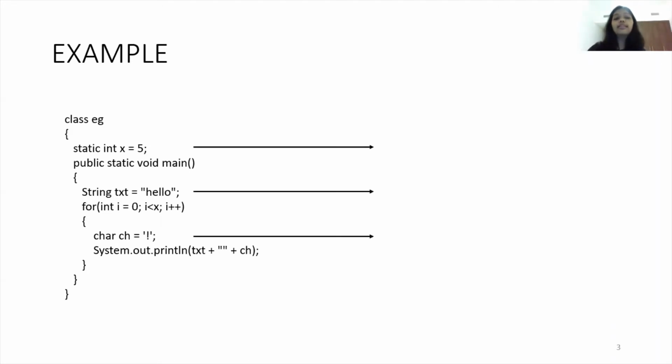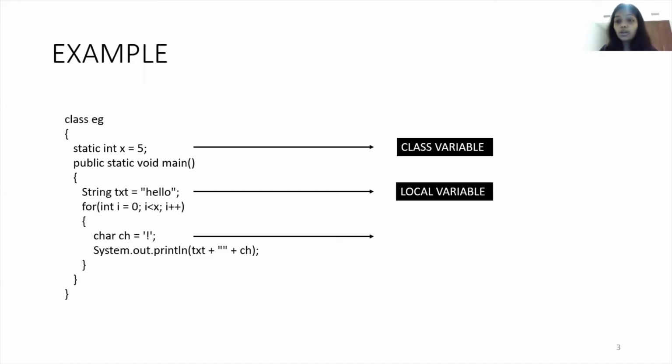So as you can see in the syntax, we have three variables. The static int x, which stores the value 5, is declared inside the class and outside main, and hence it is the class variable. The second variable is the string variable called text, which stores hello, and this is declared inside the main and is accessible only to the main function unless it is passed as an argument to any other function, and hence this variable is a local variable.